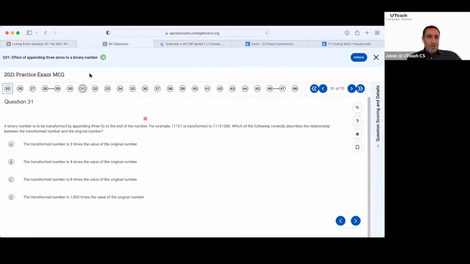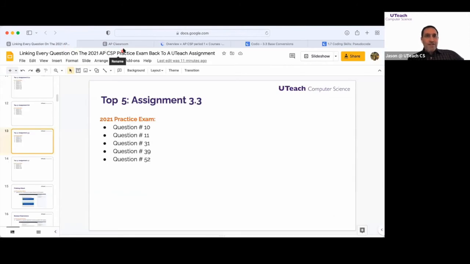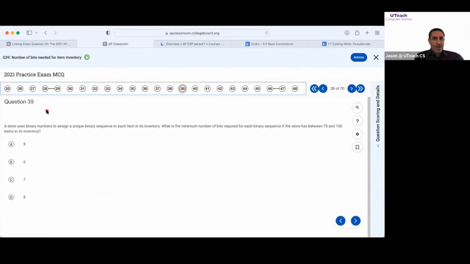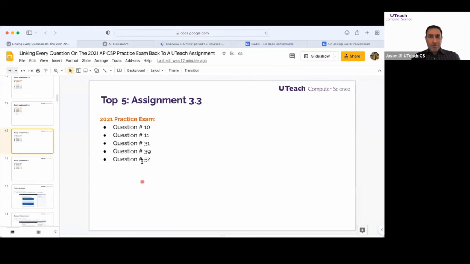Okay, so that was question number 31. 39 and 52 are going to be very similar, so I'm just going to do 39. You'll see it here. We're storing a binary number between 75 and 100. So they're talking about binary sequences, and how many sequences there are. Same thing, it's going to be reviewed in assignment 3.3. Let's just move on because I don't want to take up too much time, but question 52 also is tested there.